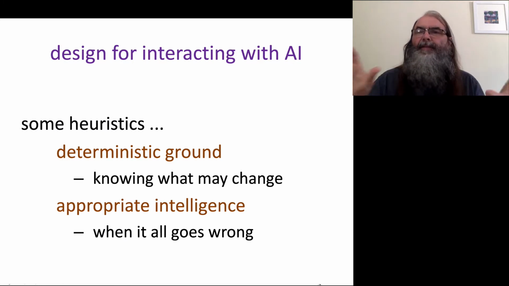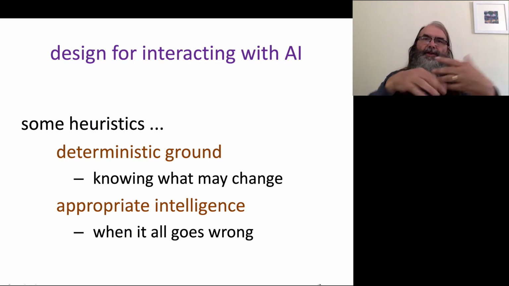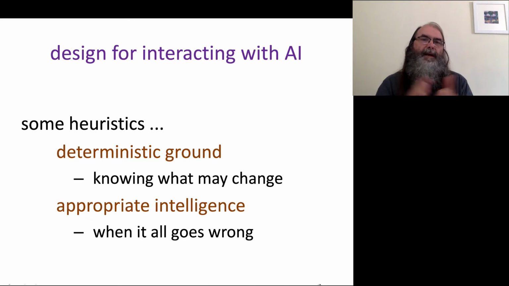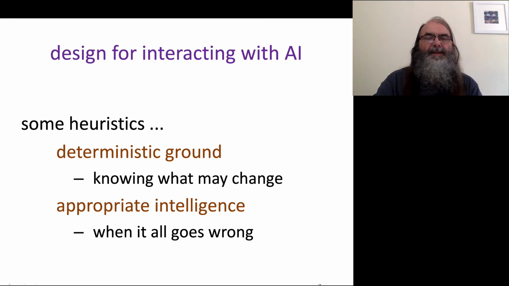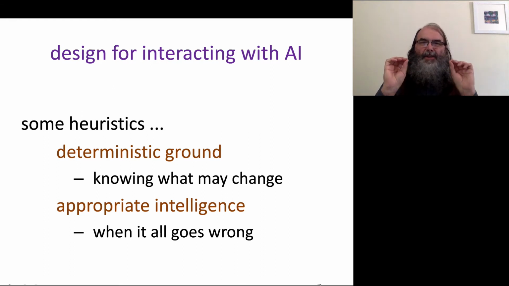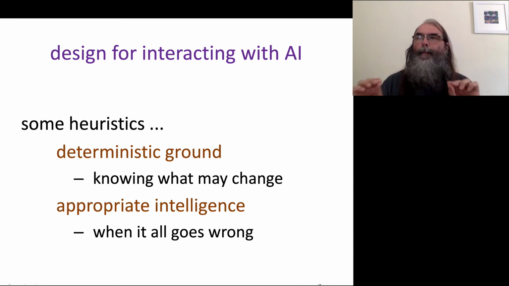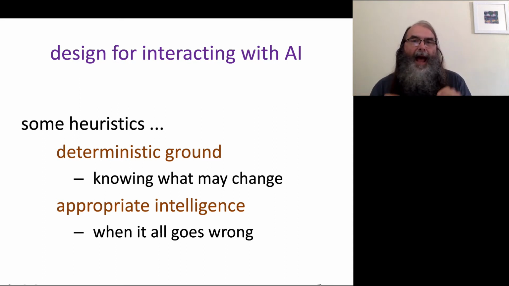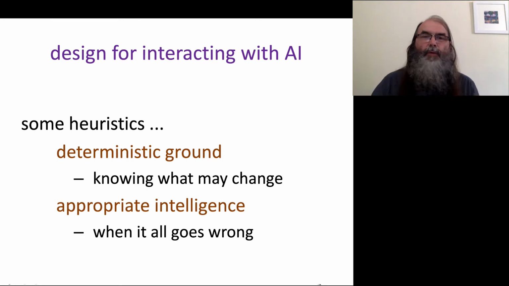So how do we design for this sort of world? We've got these interactions, we're giving you some things to think about. How do we design for it? I'm going to give you two heuristics here, and then we'll go on to some other design issues later. The two heuristics I'm going to talk about are deterministic ground, which is how we know what might change in a system, and appropriate intelligence, which I've mentioned before: what happens when it all goes wrong?